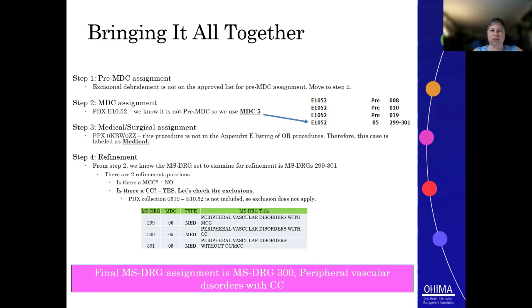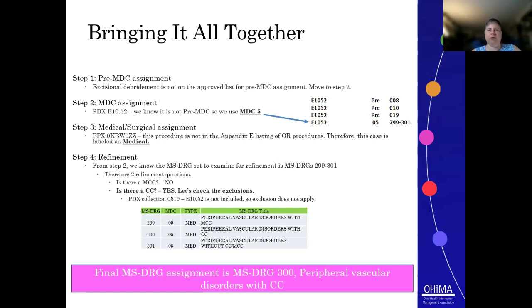Our medical surgical assignment. Our procedure code was an excisional debridement. That's 0KBW0ZZ. And this procedure is not in Appendix E, listing of OR procedures. Therefore, this case is labeled as medical. Okay? Even though they did the excisional debridement, it's not a huge resource-intensive procedure. It's not done necessarily in the OR when it's done by itself. So this is a medical case.